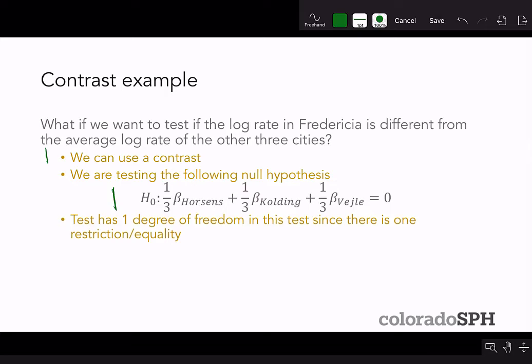If you have questions about why, then post on the discussion board, and I'm happy to go through that in more detail in one of the labs. This test has only 1 degree of freedom because we only have one equality that we're testing here.